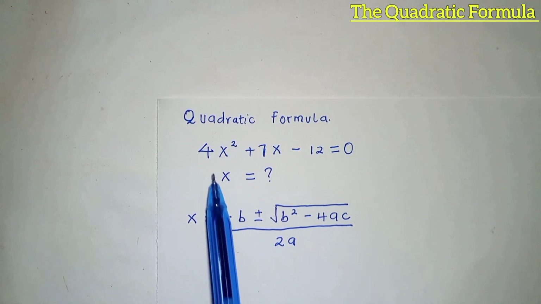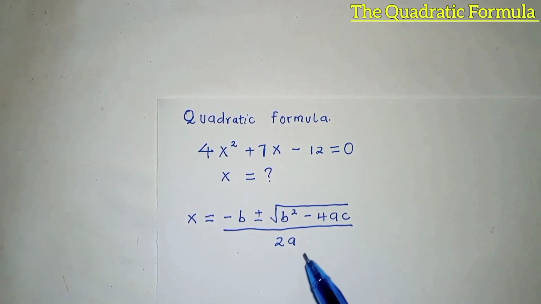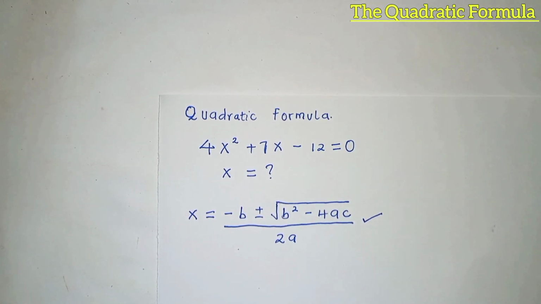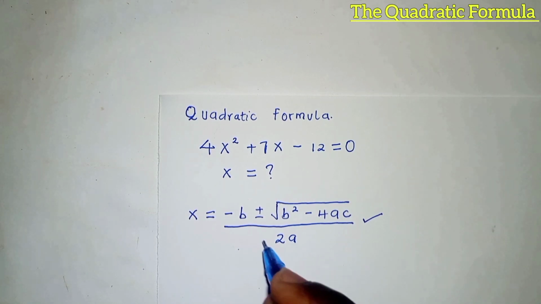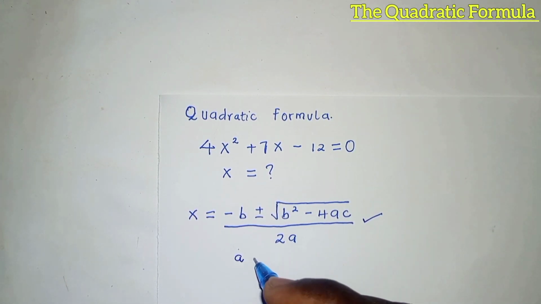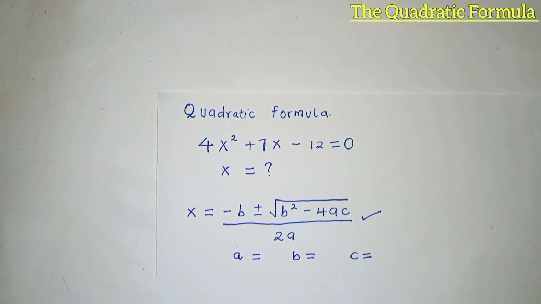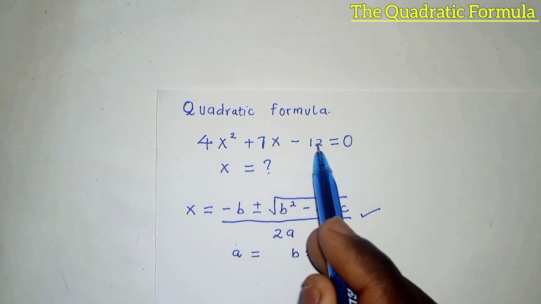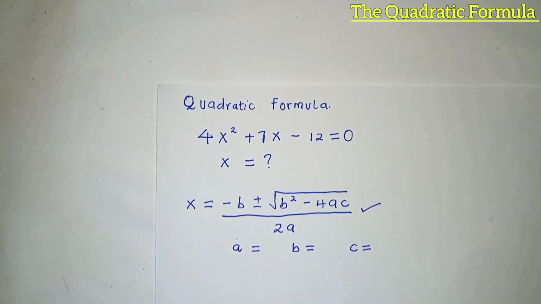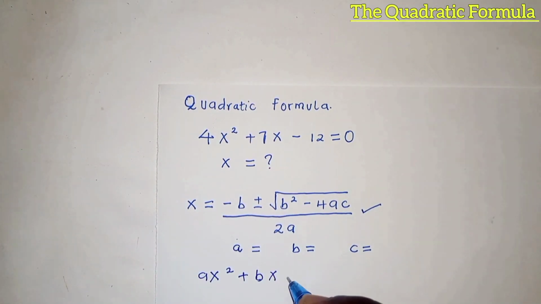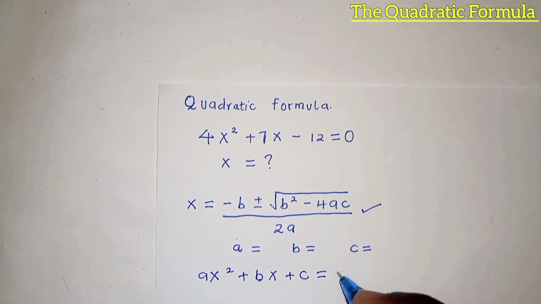So to find the value of x in a quadratic equation like this, the first thing that you should know is the quadratic formula, right? You've got it. The second thing is to know the value of a, the value of b, and the value of c. And to know that, you have to write this quadratic equation in its general form, which is ax squared plus bx plus c, which is the constant, is equal to 0.